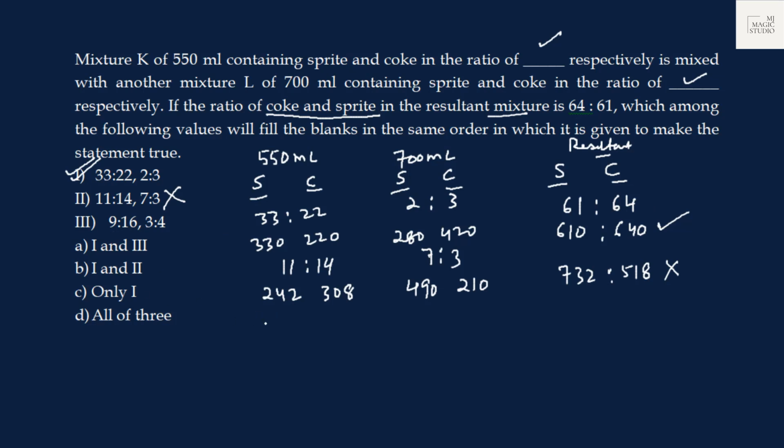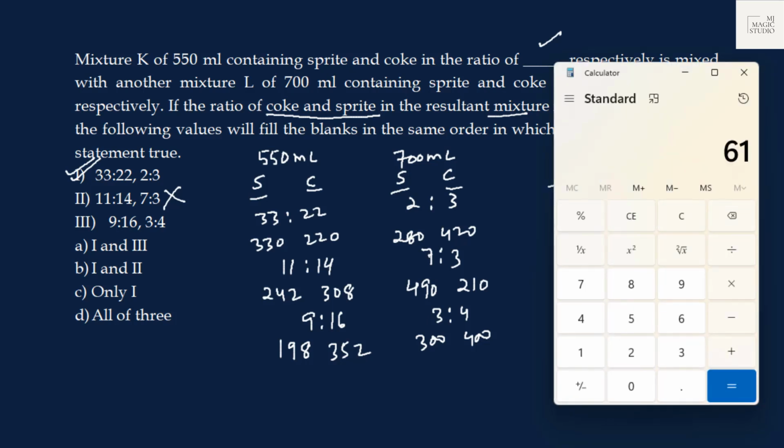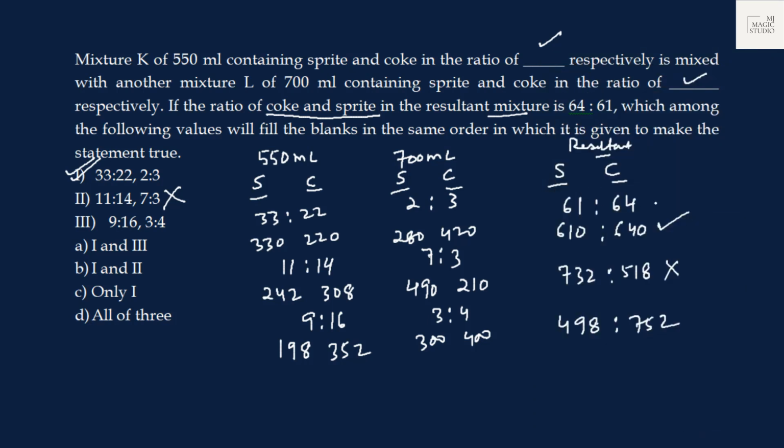Okay, so let's look at the third one. 9 is to 16, that is 25 again. 9 into 550 by 25 is 198, and this will give us 352. The second ratio is 3 is to 4, that means 300 and 400. So we have got 498 is to 752. Let's check. 61 by 64 is 0.95 and 498 by 752 is 0.66, which is way less than 61 is to 64.